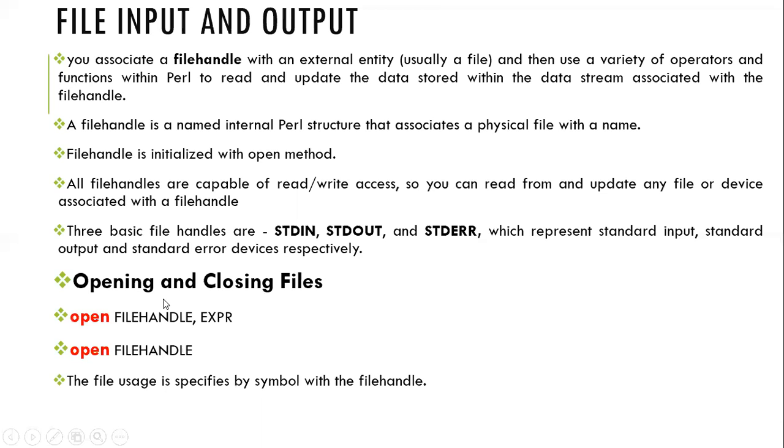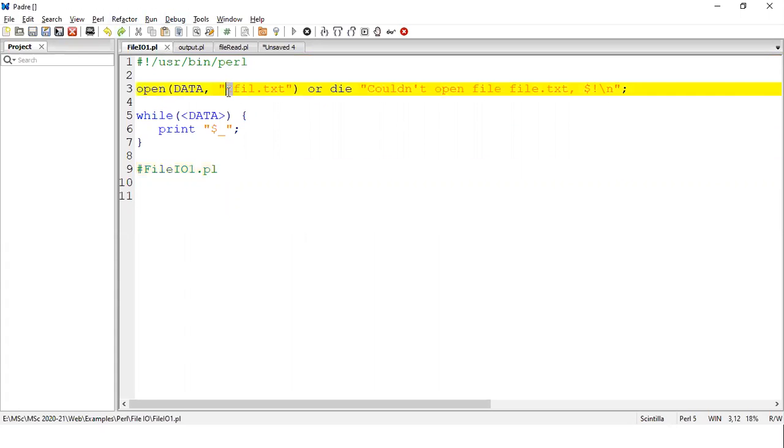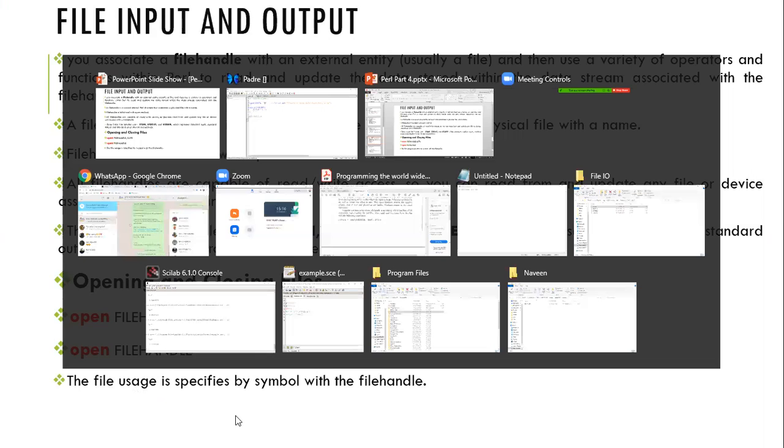So we'll come to opening and closing a file in Perl. In Perl we use the open operator with a file handle, and the expression is optional. The expression defines what operation you want to do, how you want to open a file, but sometimes you can directly specify it with the file name itself using a special symbol. The file usage is nothing but the purpose for which we are going to use the file. The file usage is specified by a symbol with the file handler.